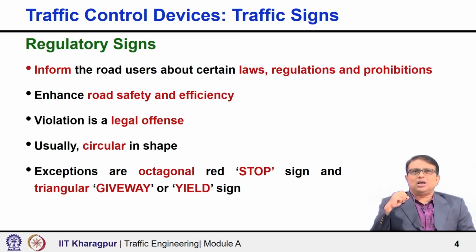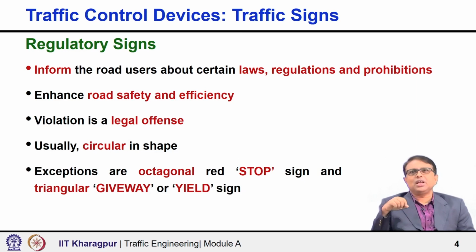Usually, all of them are circular in shape. So, just by looking at the shape, if you find any sign circular in shape, you can understand it is going to be a regulatory sign. That means you must respect that sign. But there are of course two exceptions. One is the stop sign, the other is the give way or yield sign. The stop sign is octagonal and red, and the give way or yield sign is triangular.